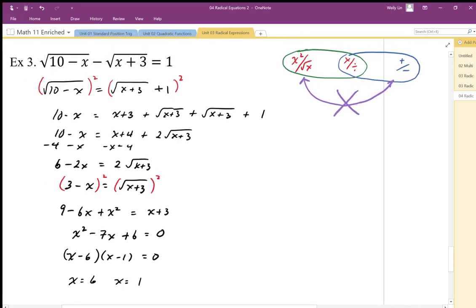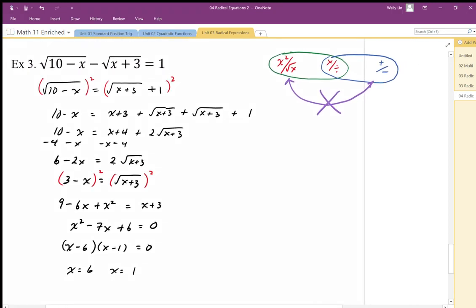Now, I didn't actually get a domain, so I have no clue whether these are extraneous or not. So I'm going to go back to my simpler test since the domain restriction for this one is a little bit complicated. I'm just going to test these back into the equation. So I'm going to test x equals 6. I get square root 4 minus square root 9 equals 1, so I get 2 minus 3 equals positive 1. That's not true. This must be extraneous.